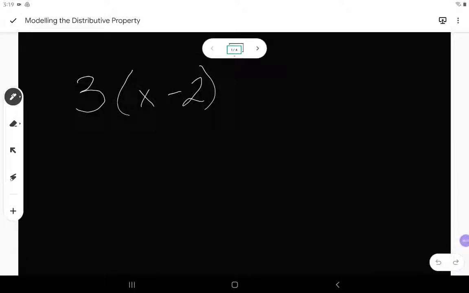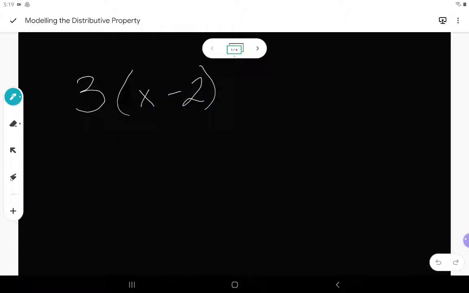All right, so in this video, I'm going to talk about something called the distributive property. Okay, now the first thing I want you to notice here, I've got 3 and then a bracket and then x minus 2 and then another bracket. So I've got some things going on inside a set of brackets and I've got a number sitting out front of that set of brackets.